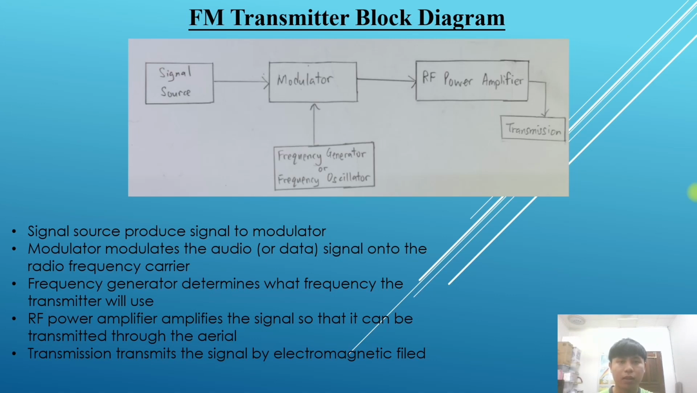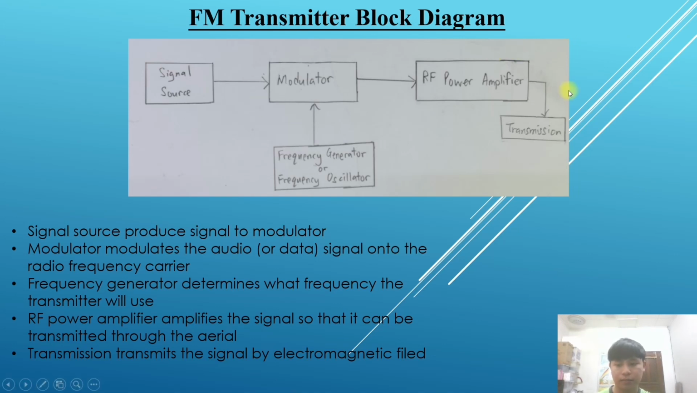Now I'm going to explain the FM transmitter block diagram. So this is our block diagram. The signal source will produce the signal to the modulator, and the modulator will modulate the audio or data signal onto the radio frequency carrier. The frequency generator or oscillator will determine what frequency the transmitter will use, and the RF power amplifier will amplify the signal so that it can be transmitted through the area, and the transmitter transmits the signal by electromagnetic field.